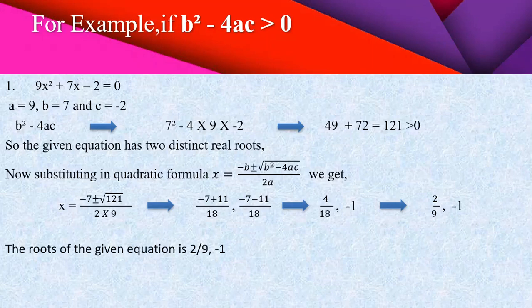7 square minus 4 into 9 into minus 2, which is equal to 49 plus 72, which is equal to 121. 121 is greater than 0. So here the discriminant value is greater than 0. Therefore, the given equation will have two distinct real roots.